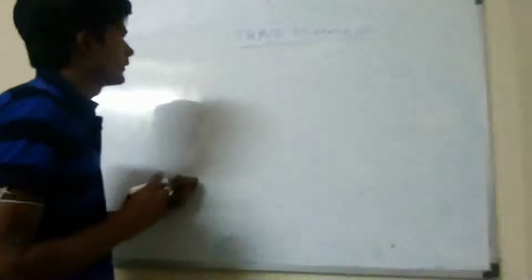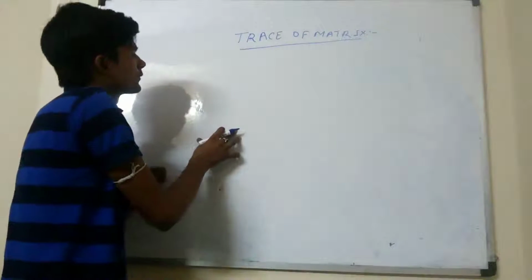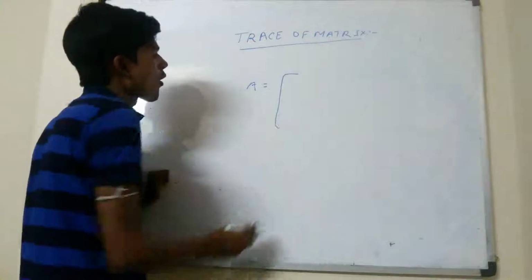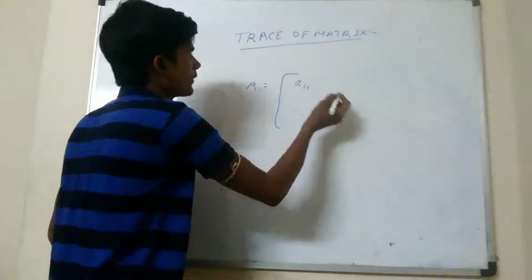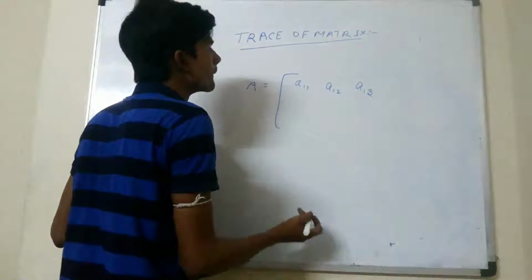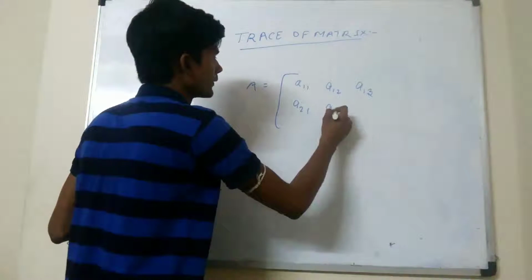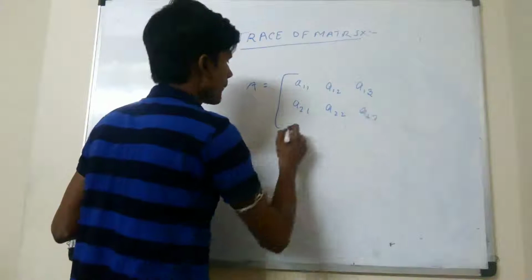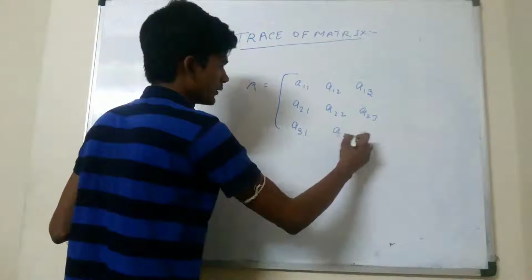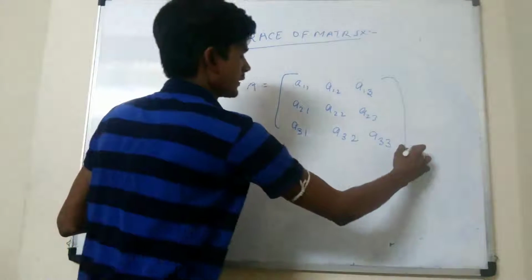How to find the trace of any matrix. Suppose, as an example, A equals a11, a12, a13, a21, a22, a23, a31, a32 and a33. This is a 3 cross 3 matrix.